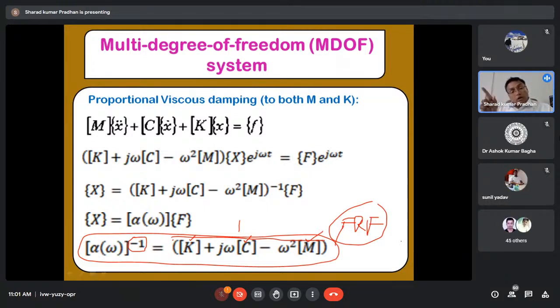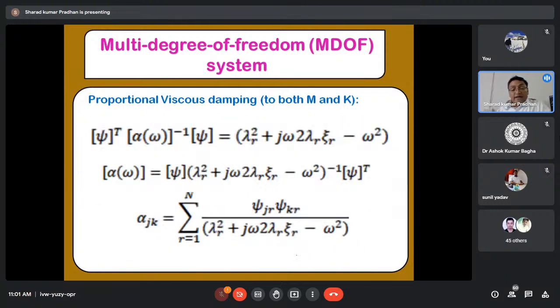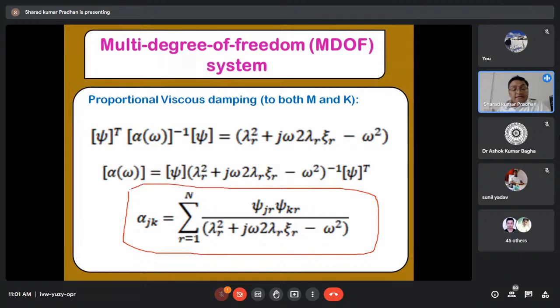We want the modal model also: omega, phi, and zeta. So we have to do certain manipulations. Here we have done certain manipulations, pre-multiplying, post-multiplying, all those manipulations. And at the end, we are getting this. So this is the formula which says that if you have this FRF, this is the single FRF. And if you write this, this is the FRF matrix, mind it. This is the FRF matrix and this is the single FRF.